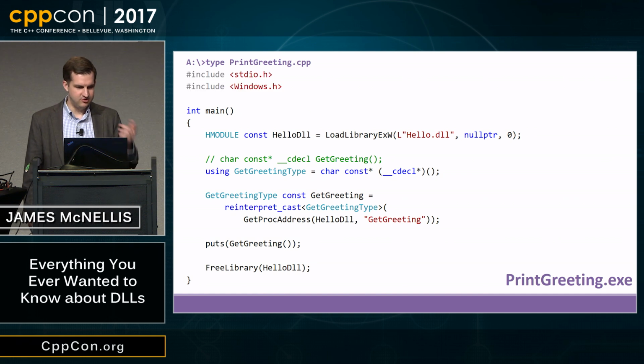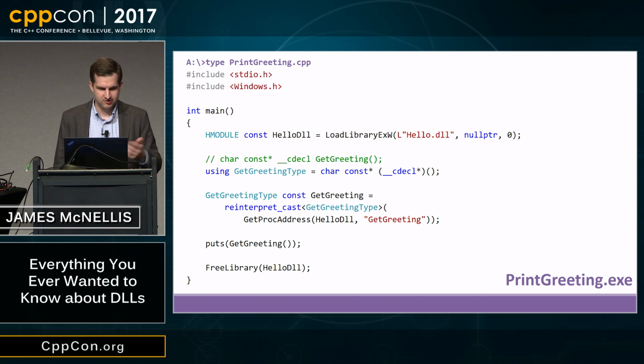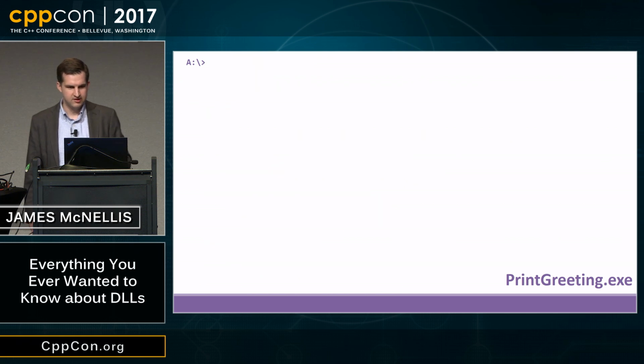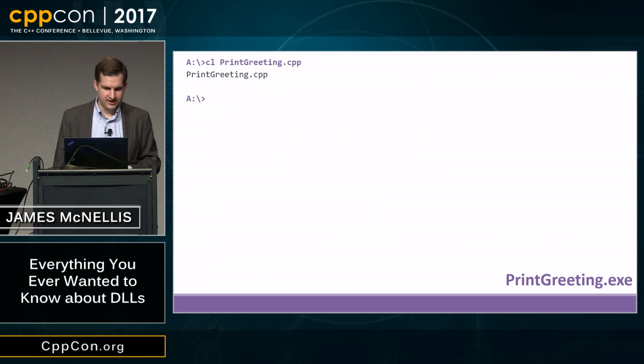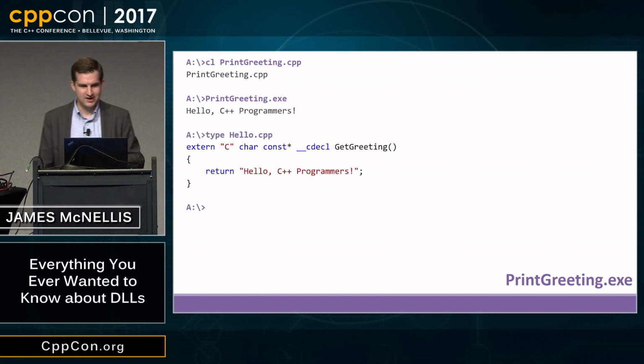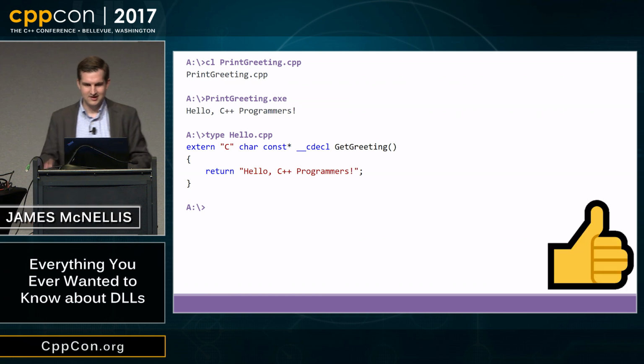And then finally, we need two headers because we are using functionality from stdio.h for puts and windows.h for the various library loading functions. So then we can compile and link that, and then if we run the program, we see it prints out, "hello C++ programmers." For those of you with a short attention span, that was the same string that we had in our DLL, so good, we've got it working. This is our example.